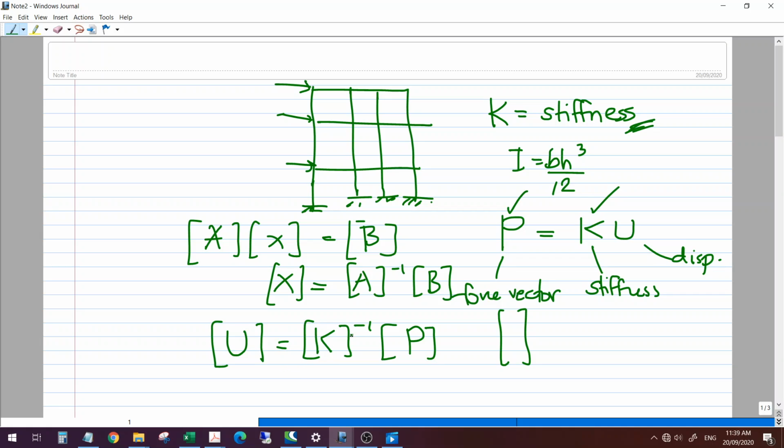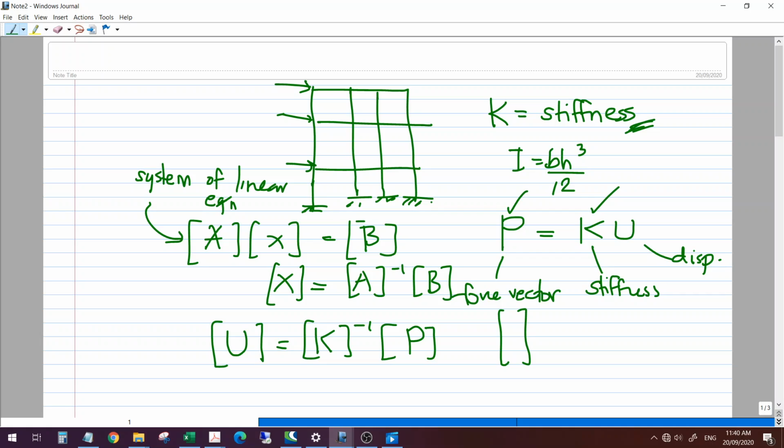Therefore, this is a very famous formula in system of linear equation. So, ibig sabihin, when you analyze building sa civil engineering, we're dealing with almost the same pattern of problem, no? System of linear equation.